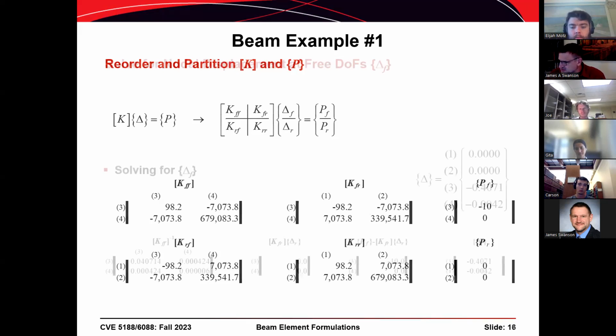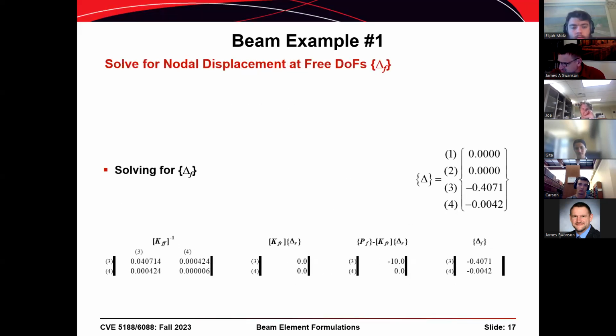So what we can do is expand that. We can go through and solve for the inverse of the stiffness matrix, multiply as appropriate, and end up with our free degrees of freedom. So at degree of freedom 3, we end up with a displacement of 0.4071 inches downwards, and we end up with a rotation of 0.0042 radians. Counterclockwise is positive, it's negative, so that's going to indicate clockwise rotation.